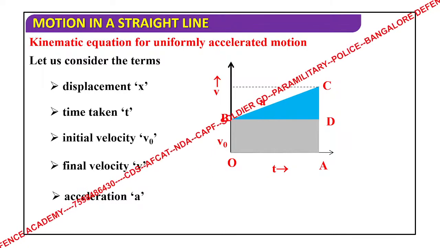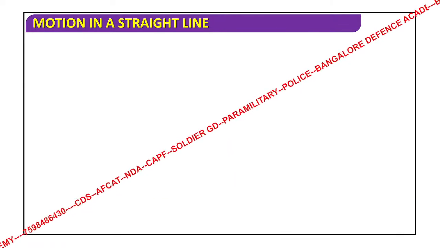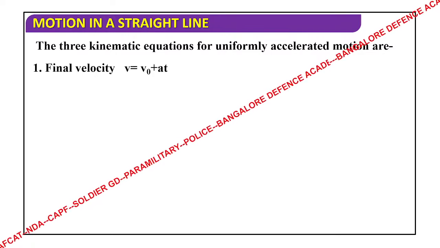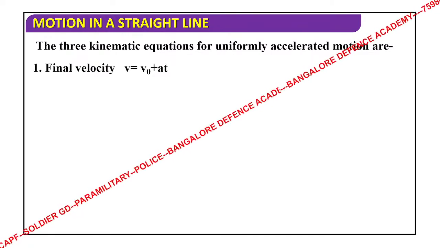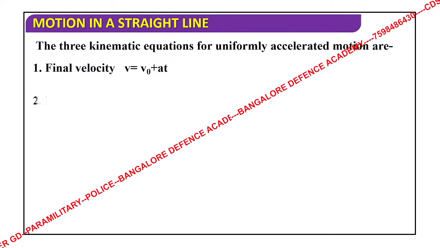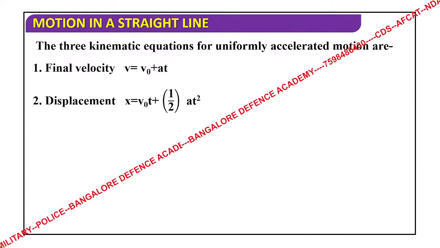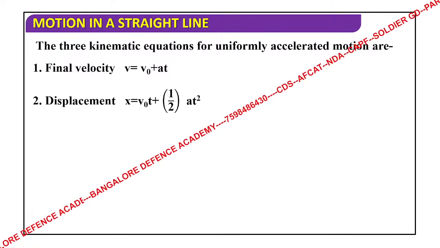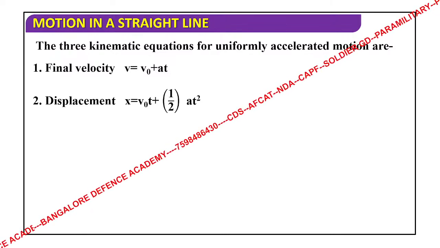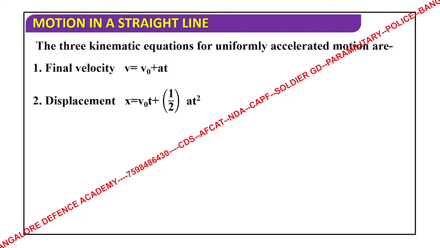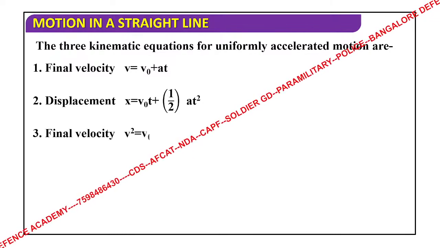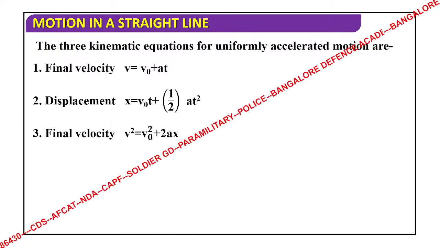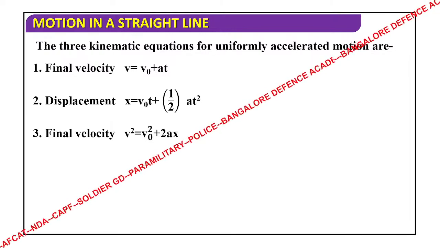And the three kinematic equations, I'm going to derive by different methods. The three kinematic equations for uniformly accelerated motion are: v equals v naught plus at. Some textbooks will mention v equals u plus at. Displacement, x equals v naught t plus half at square. Some textbooks mention s equals ut plus half at square, so displacement is taken as s. Final velocity, v square equals v naught square plus 2ax. Some textbooks mention v square equals u square plus 2as.